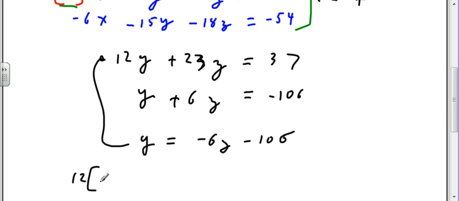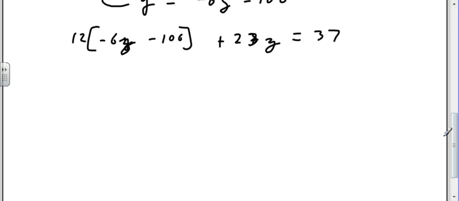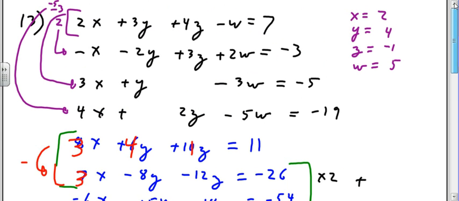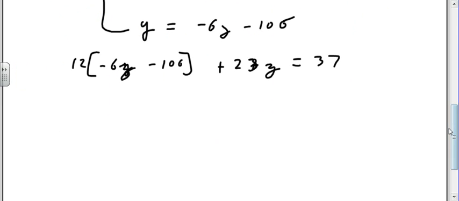12 minus 6y minus 106 is plus 23z is equal to 37. Is z supposed to be a negative number? Yes. Good. As long as z is supposed to be a negative number, we're okay.